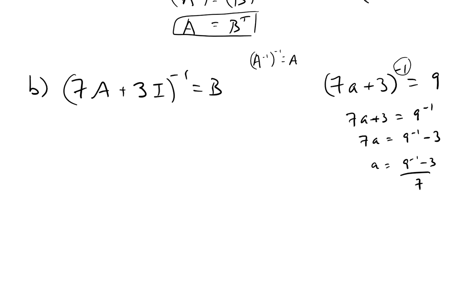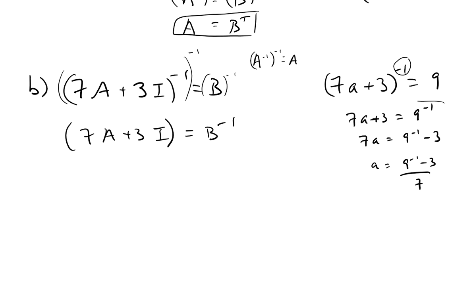So I'm taking the inverse of this matrix. I take the inverse of the inverse, I get back the original matrix. But of course on this side I get B inverse because I'm raising everything. It's as if I'm raising everything to the minus 1 on both sides. Okay, so right now I'm at this step.